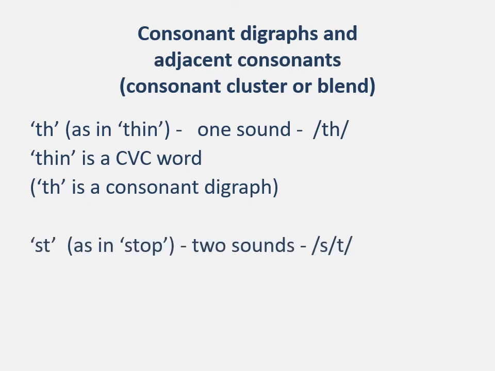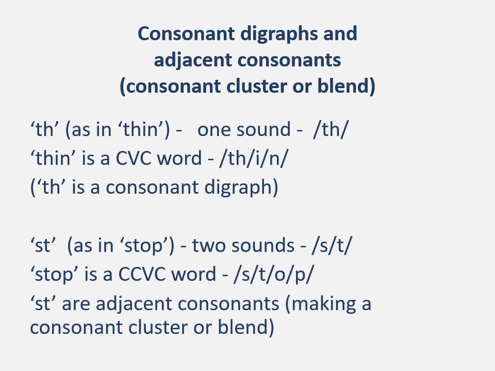By contrast, if we look at "stop" and we orally segment it, "stop" becomes s, t, o, p. 4 phonemes. Each letter in the word stop makes a sound. So we can hear the s and the t as separate sounds. So stop has consonant s, consonant t, vowel o, consonant p. So it's a CCVC word. And the S and the T together are adjacent consonants. If we have consonants together in a group like this, where each of the consonants is articulated separately, so the S and the T are articulated as s, t, then we call that group a consonant cluster or a consonant blend.